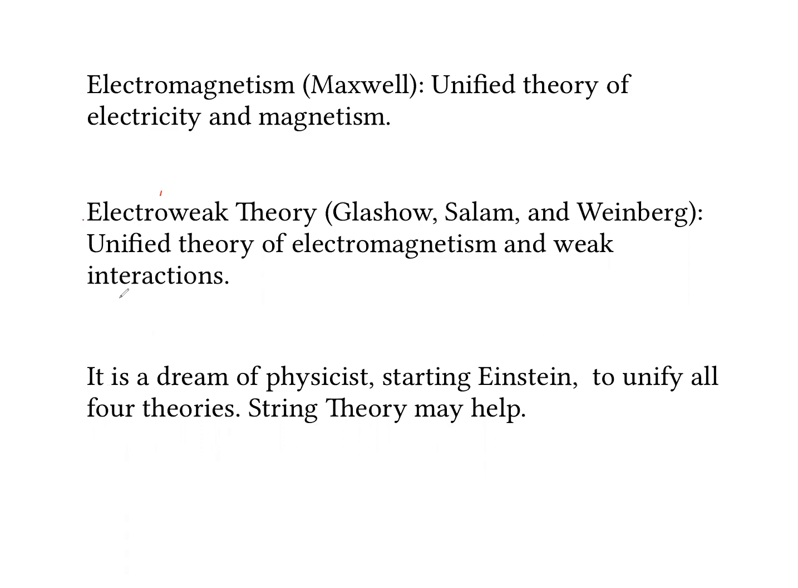So we have electromagnetism, electro-weak, and the strong, and then we have gravity. Gravity is the very tough one. Once we are able to combine electro-weak, strong, and gravity, then we'll have the theory of everything. That is one unified theory.